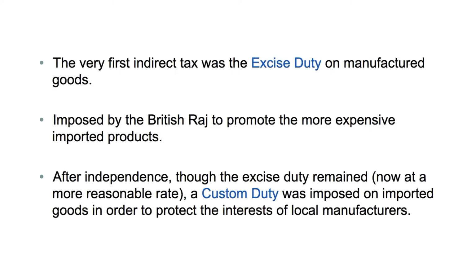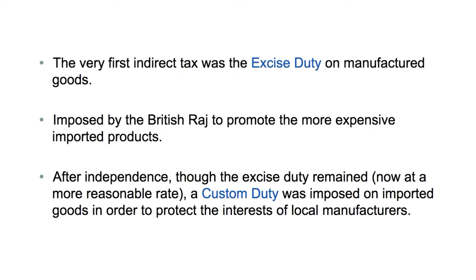After independence, our government still retained the excise duty because obviously they wanted more revenue, but they now charged it at a much more reasonable rate, and they introduced a custom duty which was imposed upon imported goods, so that people would start preferring local products over foreign products.